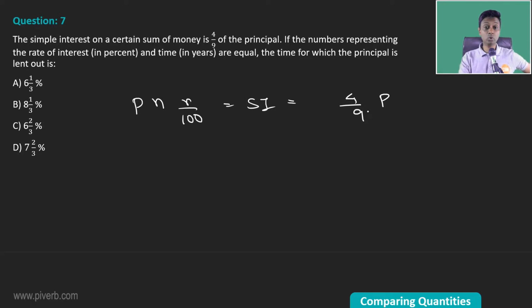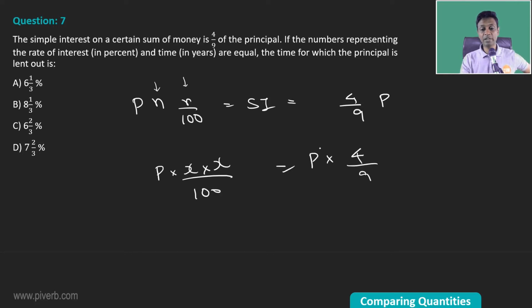The time for which the principal is lent out is... so the rate of interest in percentage and time in years, these two are said to be equal. So let us call both of them x. P into x into x by 100 is P into 4 by 9. The P gets cancelled, or x square is 4 by 9 into 100.